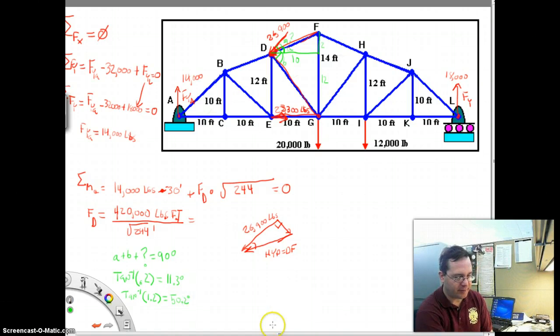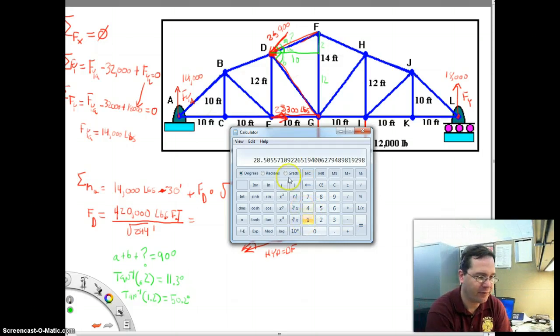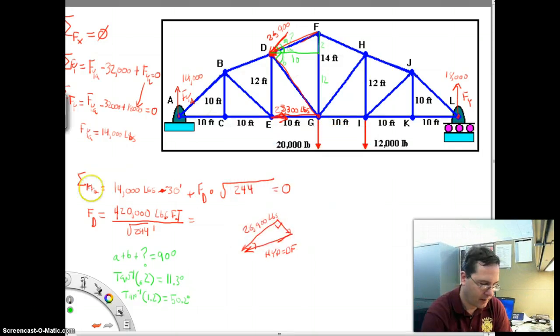So if I take my 90 and I subtract from it, so I'm going to make this a negative number and I'm going to add it to 90. So that's like 90 subtract 50.2, and then I subtract from that another 11.3. I find that this included angle is about 28.5 degrees. So this angle in here is about 28.5 degrees. Well, if this is 28.5 degrees, I have the adjacent side, and I'm trying to find the hypotenuse.